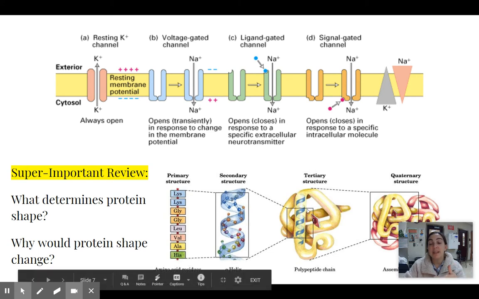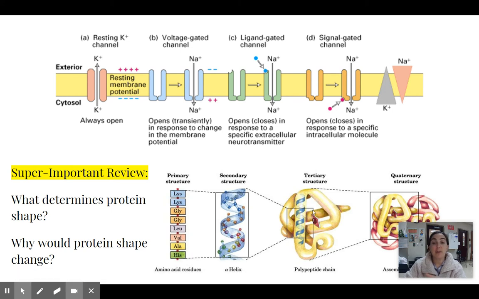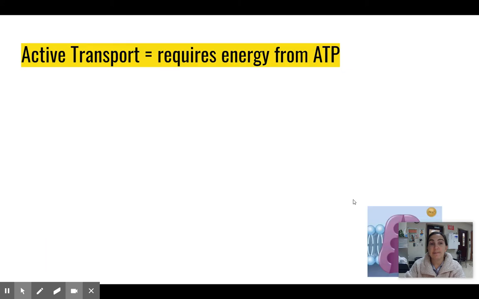And so if there's anything that interferes with those bonds, or affects how those bonds form, that's going to change the shape of the protein. That's going to be really important just to keep in the back of your mind as we go through the next few topics in this class.